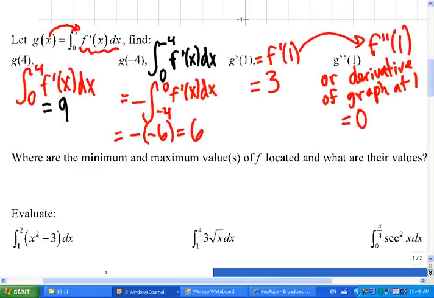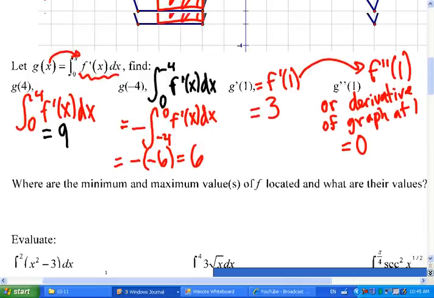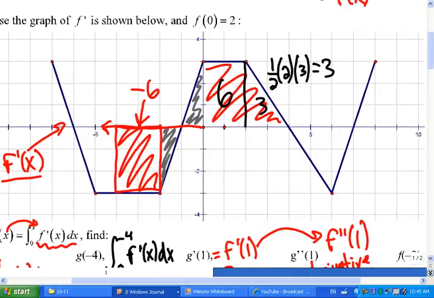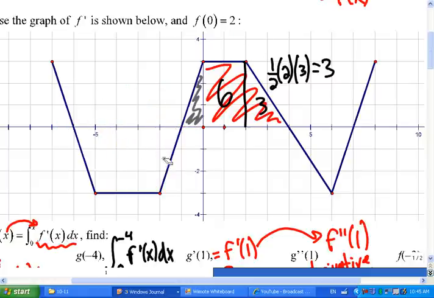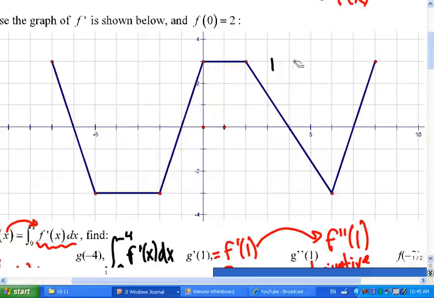Okay, what's the minimum and maximum values of f? Not the derivative, but f itself. Here's the picture that I've given you as the hint. So I'm going to clear this picture so we can talk about it. And if this is its derivative, how on earth do I figure out minimums and maximums?